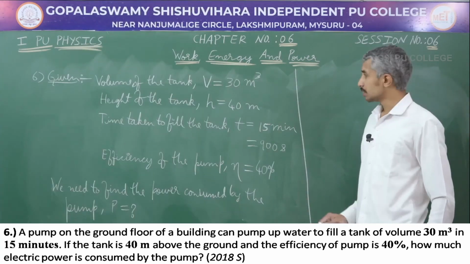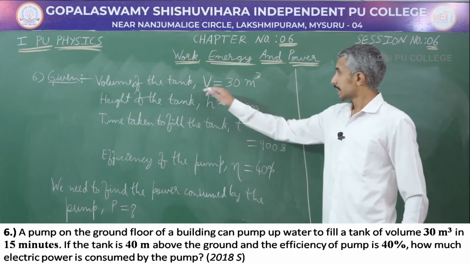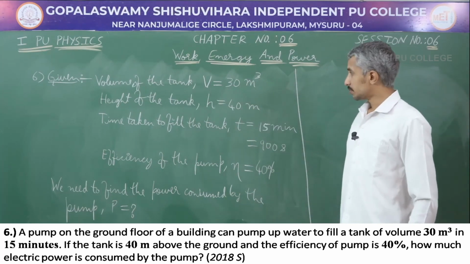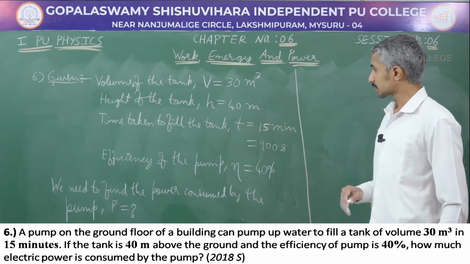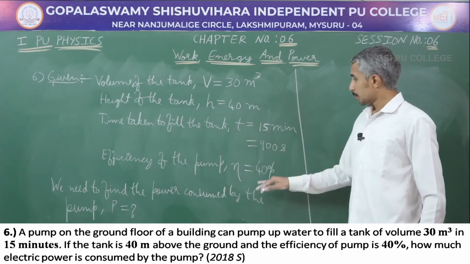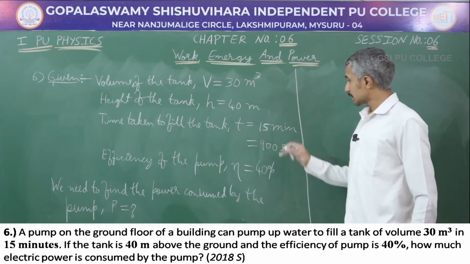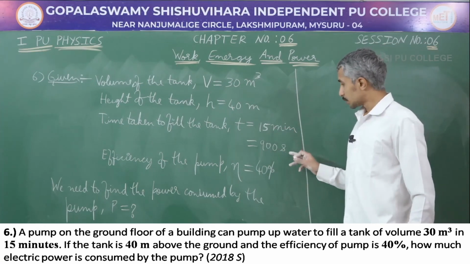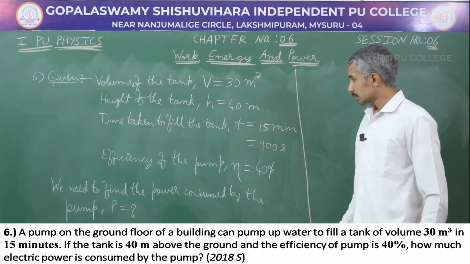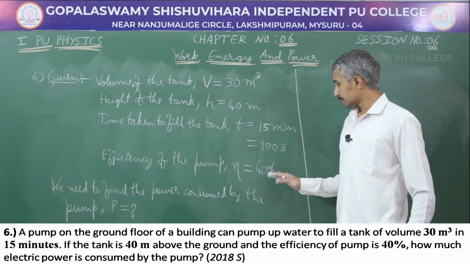This is the data given. There is a tank of volume 30 meter cube. It is at a height of 40 meters from the ground surface. A pump can fill the tank in 15 minutes, convert it into seconds. 15 into 60 seconds will give us 900 seconds. The efficiency of the pump is 40%.